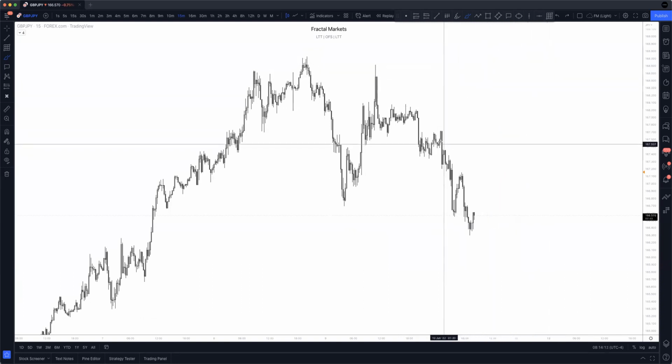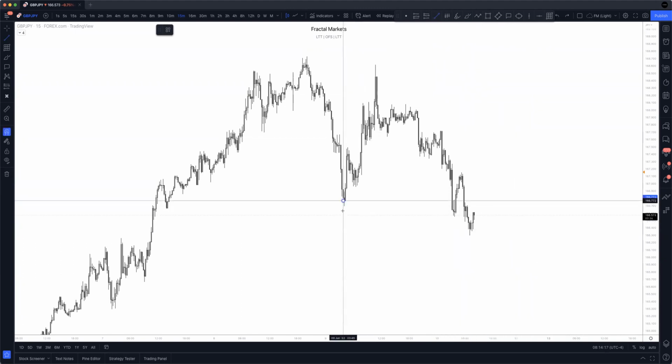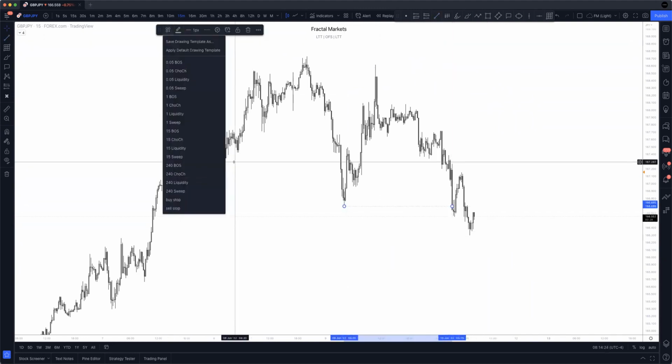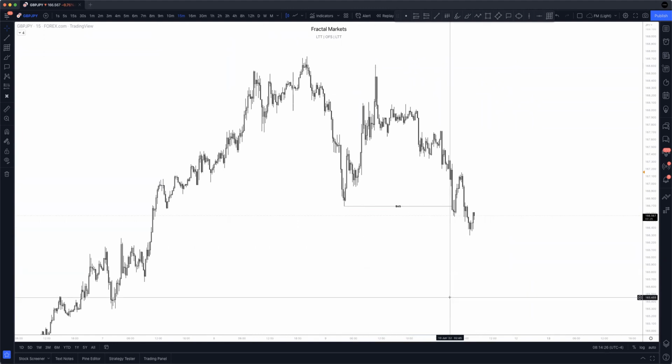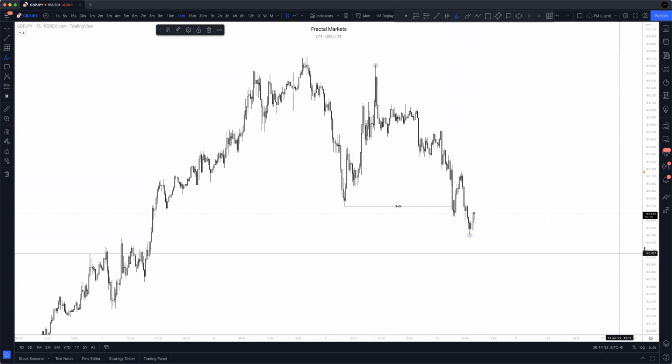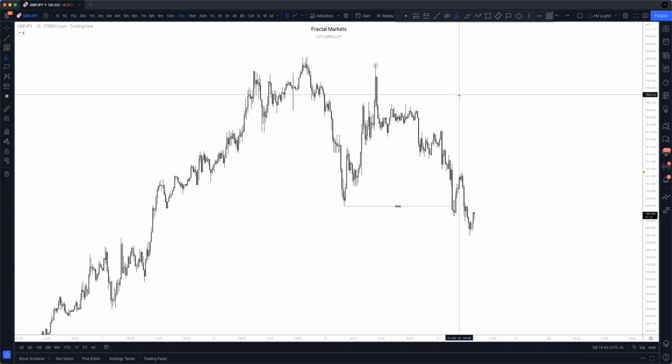POI mapping H4 down to M1. POI must break structure. Hold on. So right now, let's just start with this 15-minute. Structure, we have agreed, correct? That this is swing high. This is swing low, right? We've broken structure. So POI must break structure. We have unmitigated POI. So that's good. We have a break of structure.